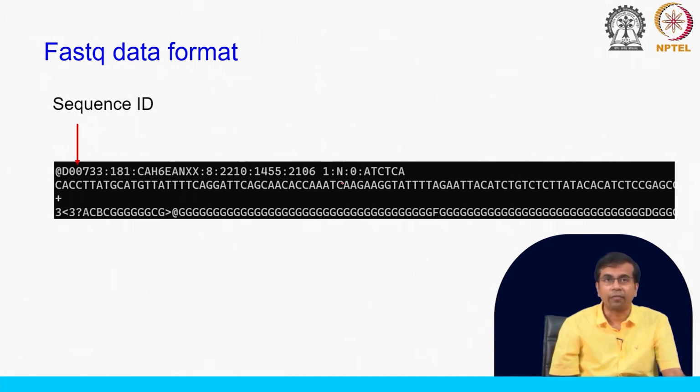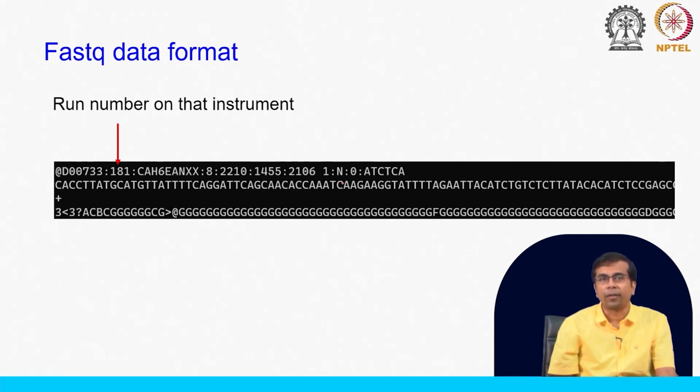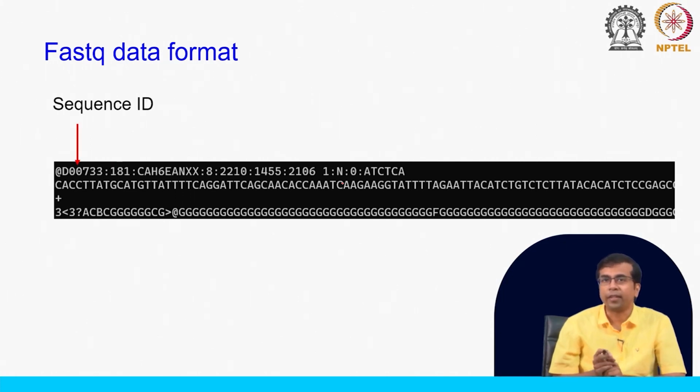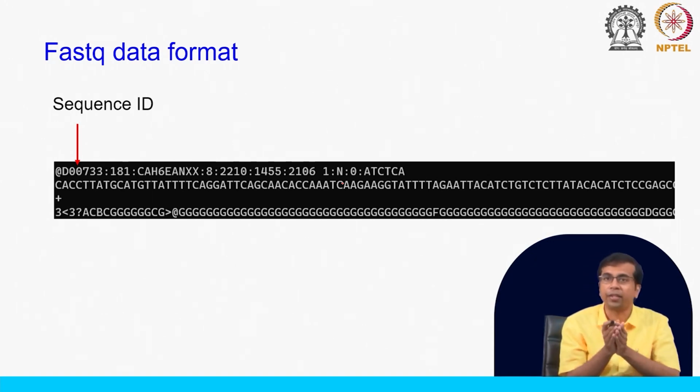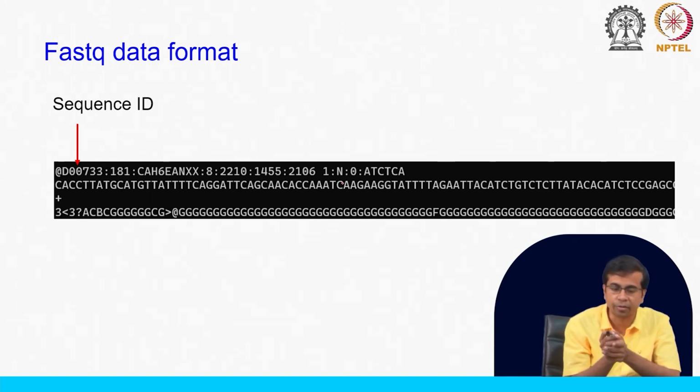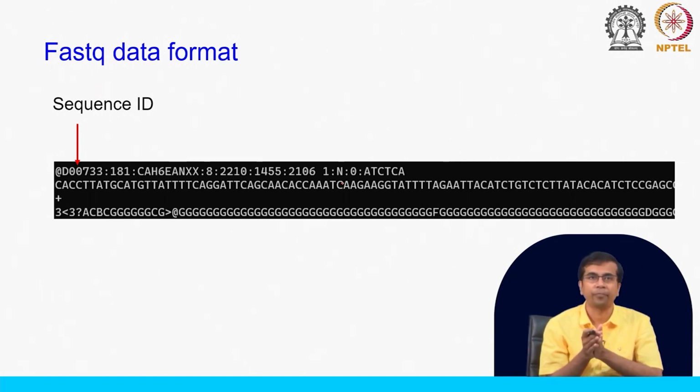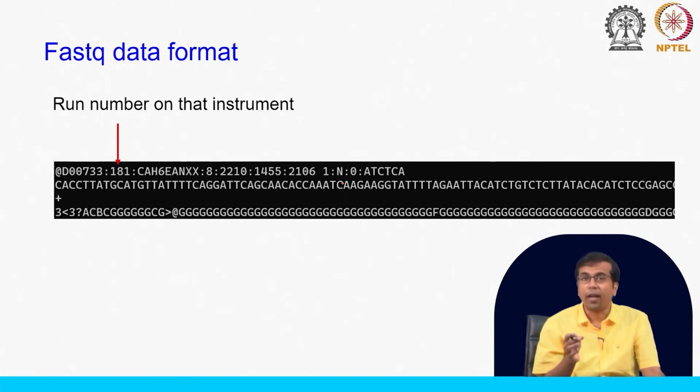The first piece of information is actually the sequence ID. What do we mean by this sequence ID? This is actually the Illumina machine number. As I mentioned, the Illumina data comes in FASTQ format, so this is the machine ID, D00733. Then you have the run number on that instrument, the experiment that is being carried out. In this case it is the 181st experiment on this machine.